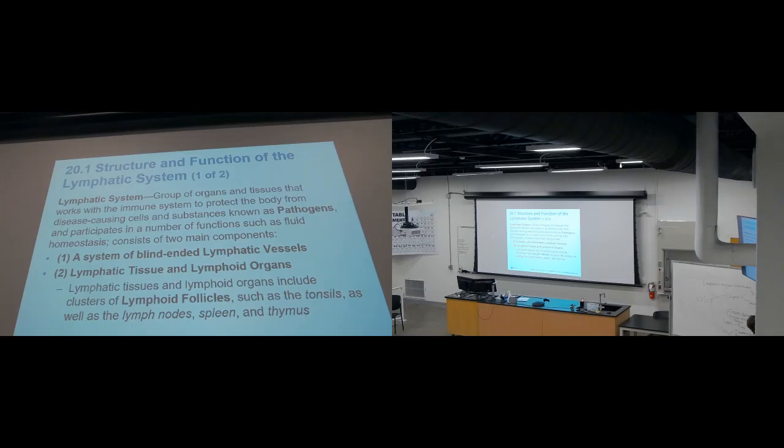B lymphocytes will be naive, plasma cells, and then memory B cells. Macrophages have specific names based on where they are, so we'll see that. And then natural killer, just natural killer.